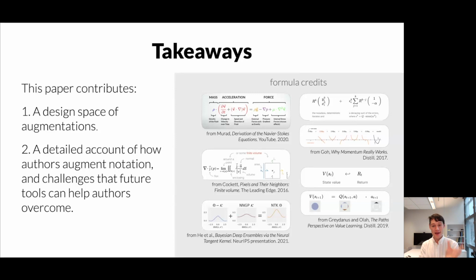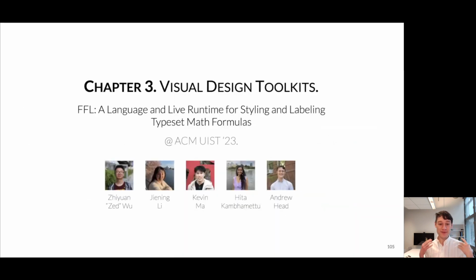And the other one is this view into the ways that authors already augment notation and different ways that our tools might be able to adapt to help us do it better. And that brings me to the third chapter of this talk, which is different types of visual design toolkits that we might one day have to allow us to present our notation more effectively. This last project was led by Zed Wu, and it's called FFL, a language and live runtime for styling and labeling typeset formulas. It appeared at UIST just a couple of months ago.